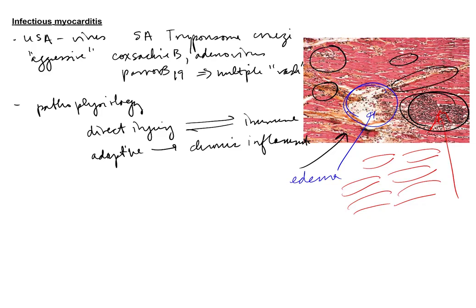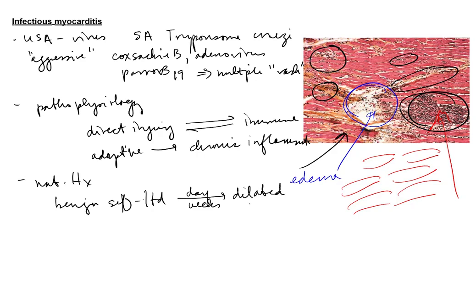From a non-pathology point of view, what you're really looking for is all of those little dark blue dots as the marker of chronic inflammation. The natural history is basically one of benign self-limited disease. But in some patients, this can go on for periods of days to weeks. And over that period of time, the inflammatory damage leads them to a dilated congestive heart failure. And that's how we end up in this category of disease.